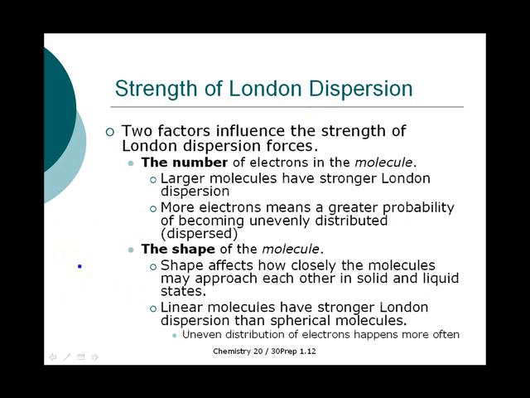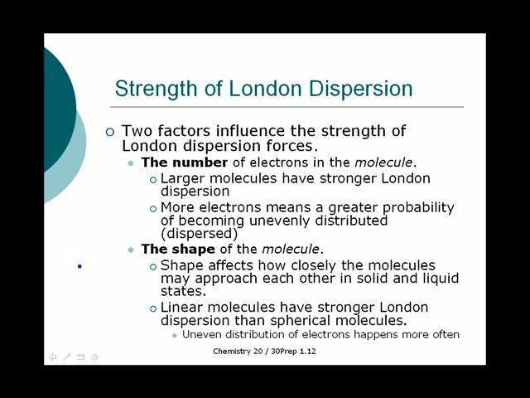The strength of the London dispersion force, or these temporary dipoles, depends on a couple of things. The first thing it depends on is the number of electrons in the molecule. If you have a lot of electrons, it's easier or more likely that they'll become unevenly distributed over time, even for a second.